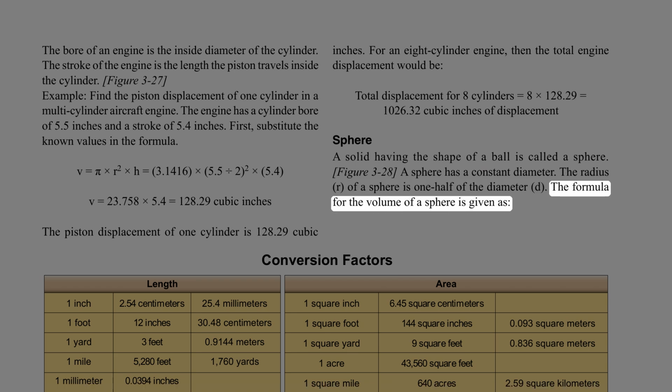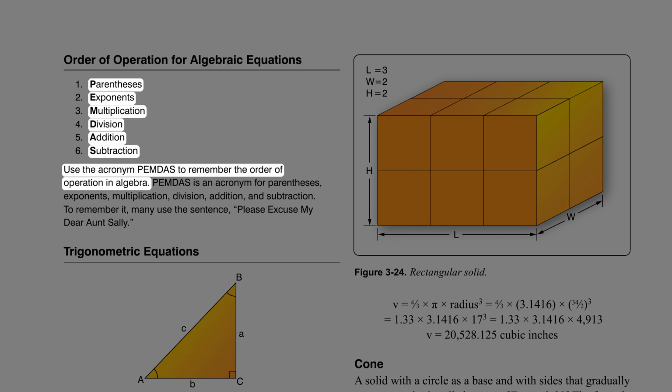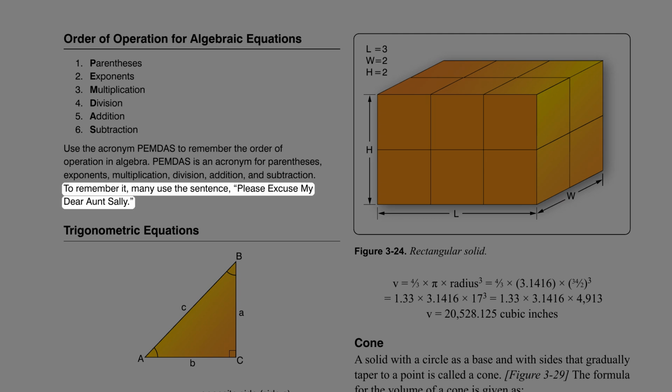The formula for the volume of a sphere is given as follows. Order of operation for algebraic equations: P, parentheses; E, exponents; M, multiplication; D, division; A, addition; S, subtraction. Use the acronym PEMDAS to remember the order of operation in algebra. PEMDAS is an acronym for parentheses, exponents, multiplication, division, addition, and subtraction. To remember it, many use the sentence, "Please excuse my dear Aunt Sally."